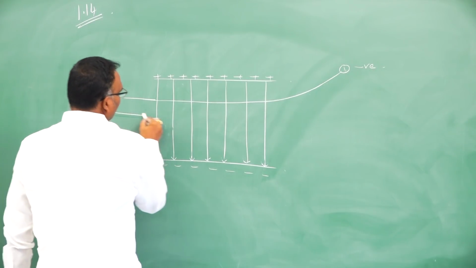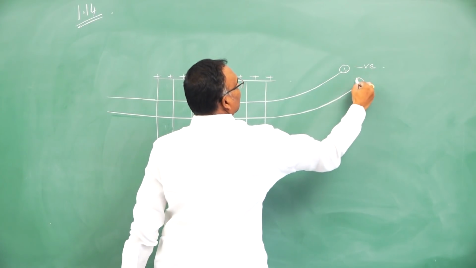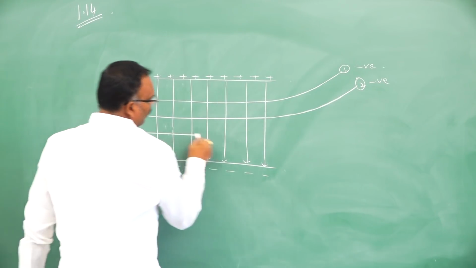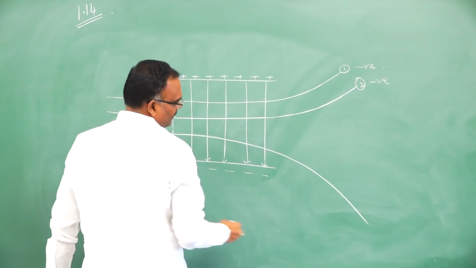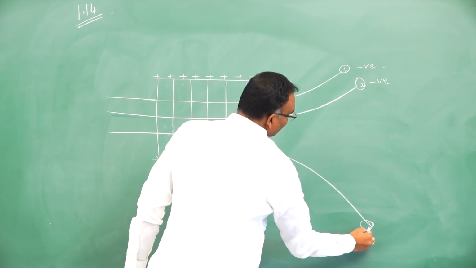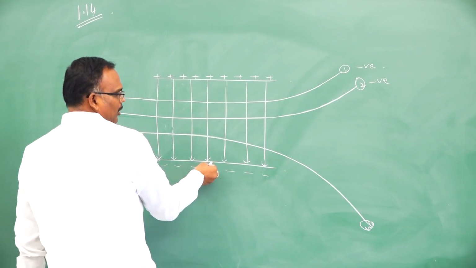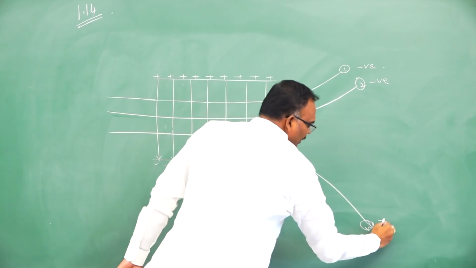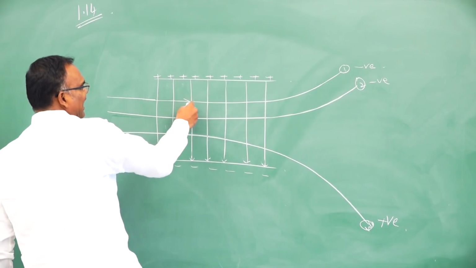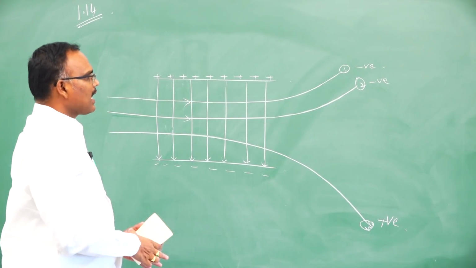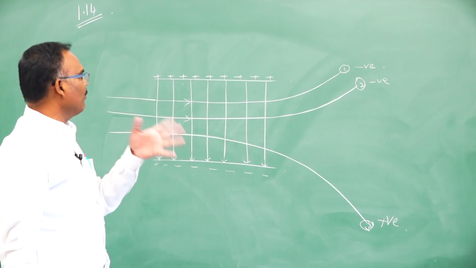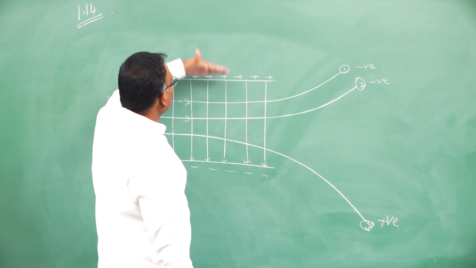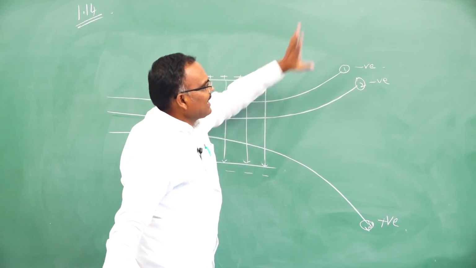The second one is also deflected like this. That means that is also a negative charge. But the third one is deflected like this. That means the third charge is positive, because it is repelled by the positive plate and attracted by the negative plate. That means by seeing the direction of motion of the charged particles, I can confirm the polarity of the charged particle. A negative charge experienced force in this direction, that's why it went like this.